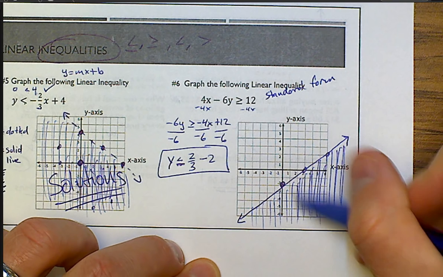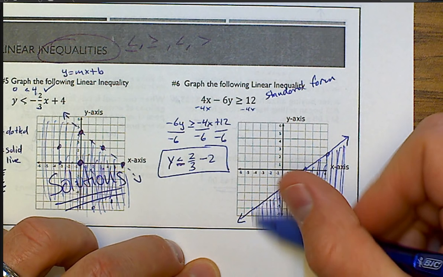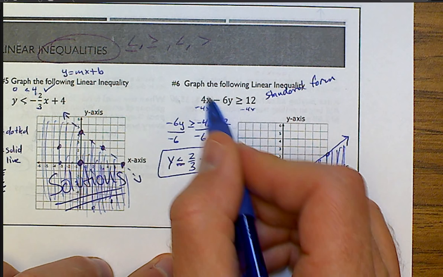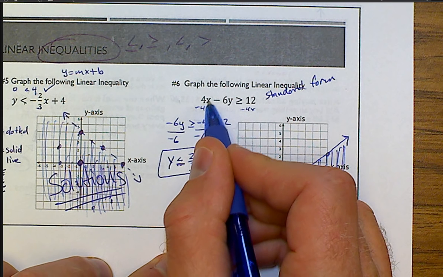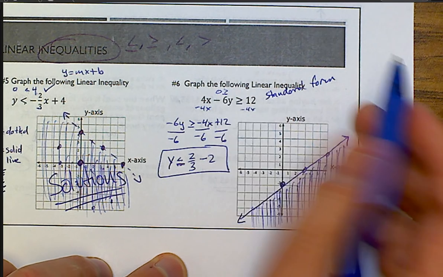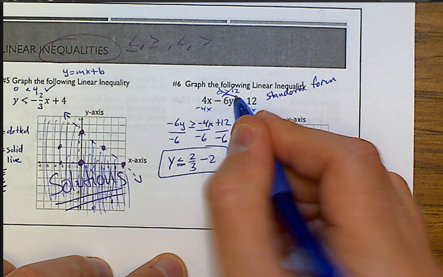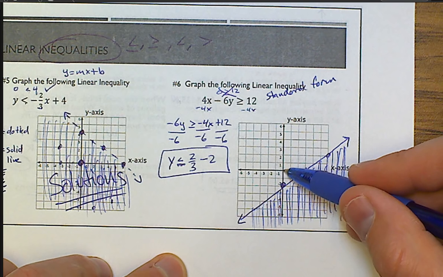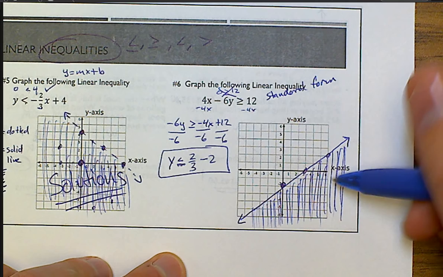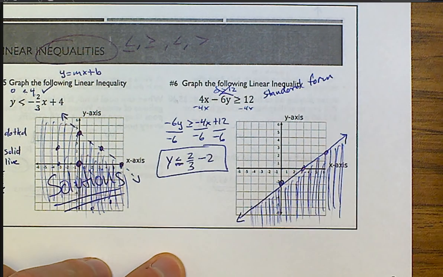Remember, shading represents all your solutions. If you tested 0, 0, watch what would happen. Put 0, 0 into the original. 0 times 4 is 0, 0 minus 0. Is 0 greater than or equal to 12? It is not. So you can't shade above the line, because we just proved that 0, 0 does not work when you plug it back in. So you can use the shortcut, or you can plug in a test point to find your solutions.